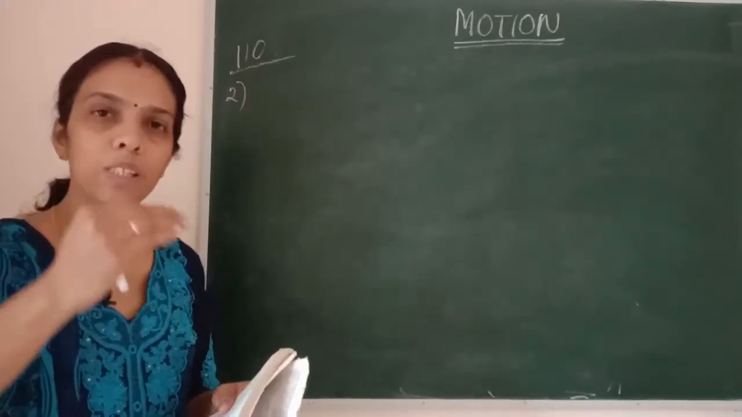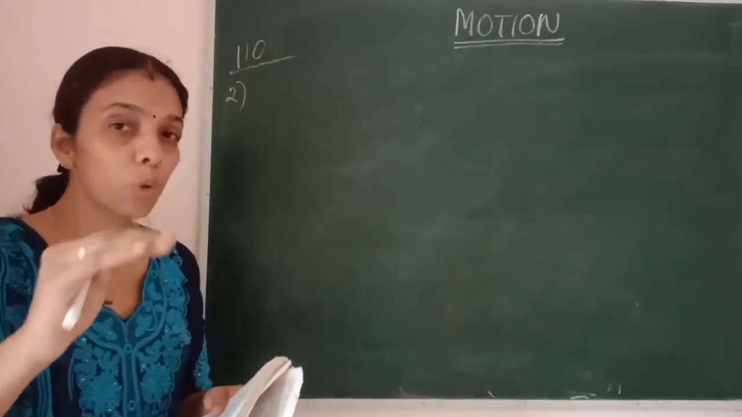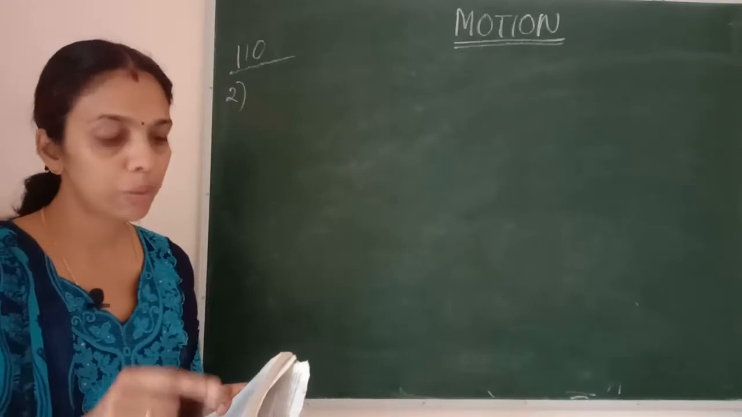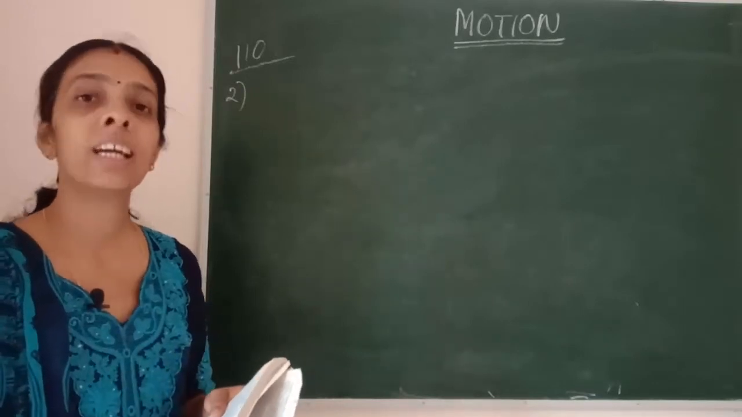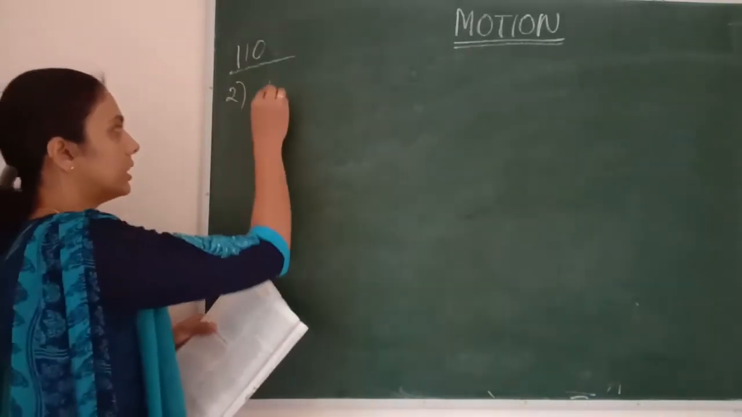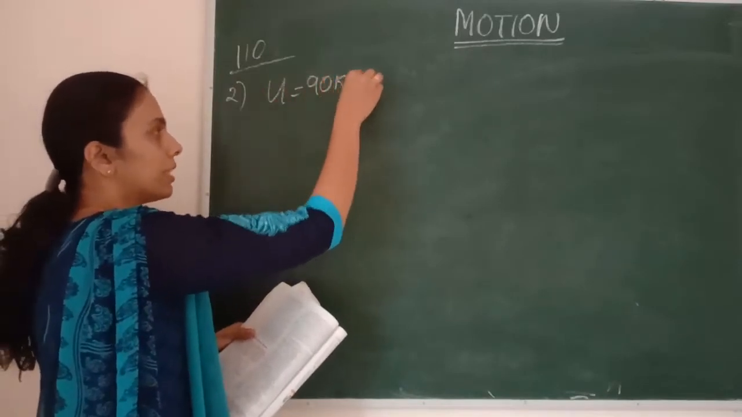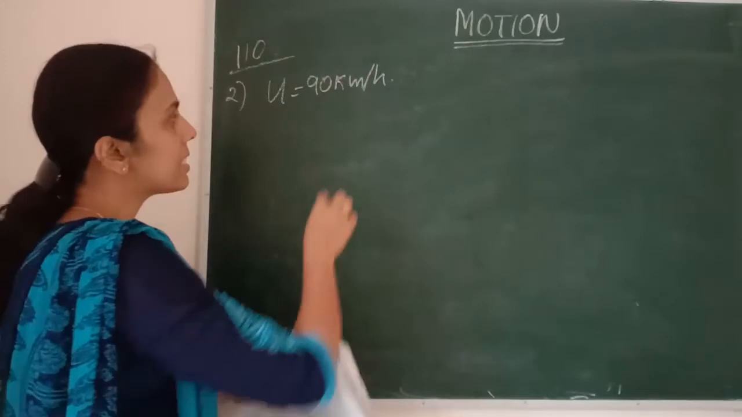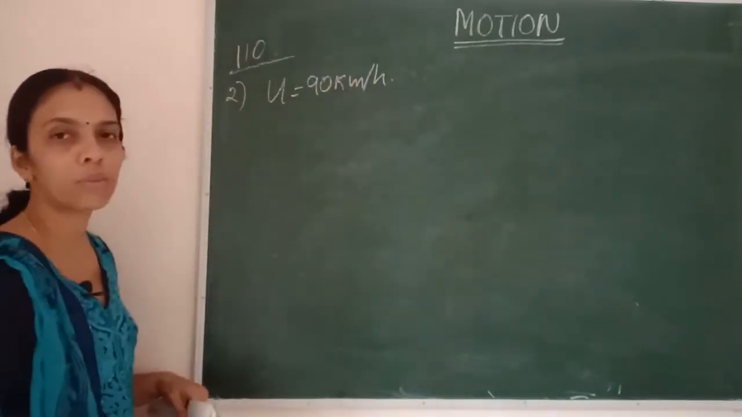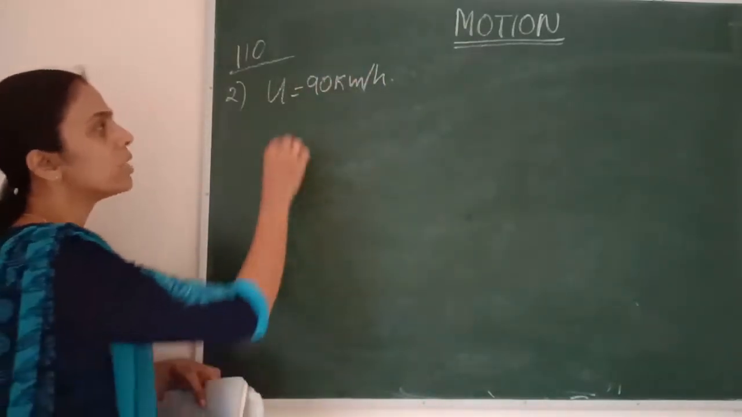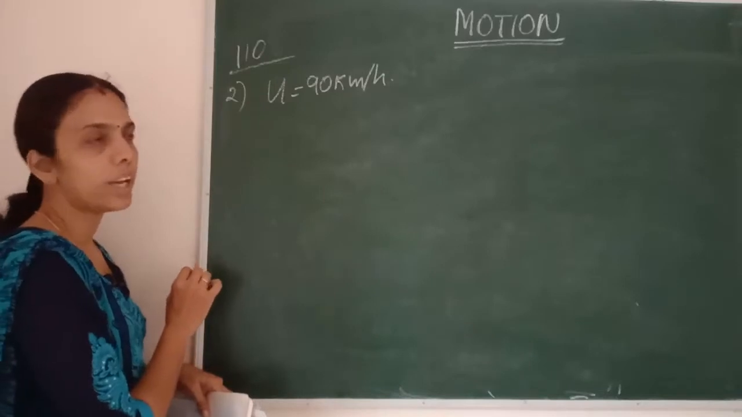That means it is traveling with a speed of... So while we are observing the train, it is moving. What is meant by that 90 km per hour? It is the initial velocity. Initial velocity is 90 km per hour. This kilometer per hour we should convert to SI unit. So how can we convert this into SI unit?